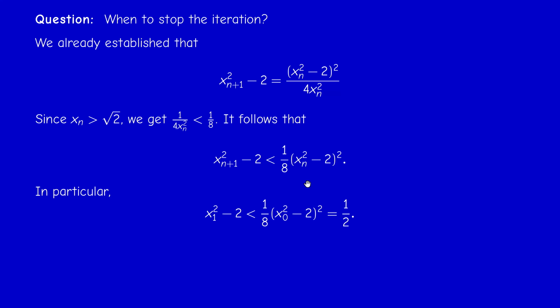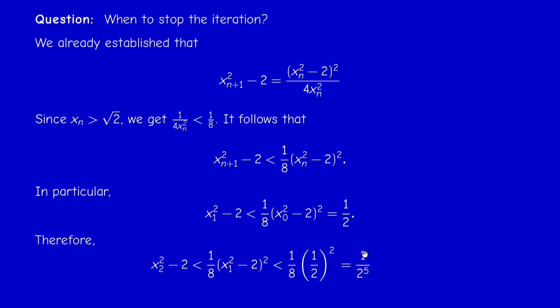Okay, and now take n equal 1. So we get x_2 squared minus 2 less than 1 over 8 times the previous error squared. So it's less than 1 over 8 times 1/2 squared. And this is just 1 over 2 to the 5, or 1 over 32. But I can write this as 2 to the power 3 over 2 to the power 8. You will see why I wrote this, because I need a pattern now.